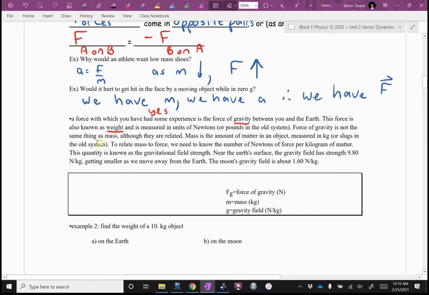Force of gravity is not the same as mass, although they are related. Mass is the amount of matter in an object, measured in kilograms, or slugs in the old system. Yep. To relate mass to force, we need to know the number of newtons of force per kilogram of matter. Draw a little line down the middle of the box. Braden, you already told me. How do I calculate the force of gravity? mg. What that means is little g can be thought of as how many newtons of force on every kilogram of mass. That's called the gravitational field strength.